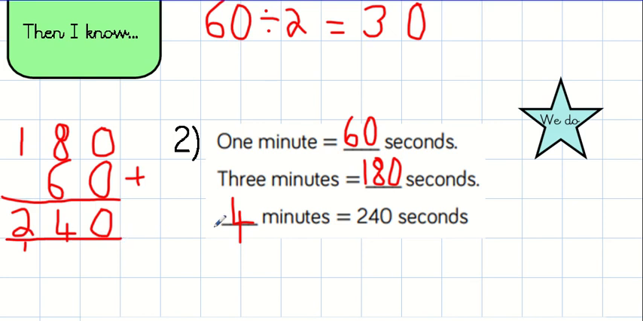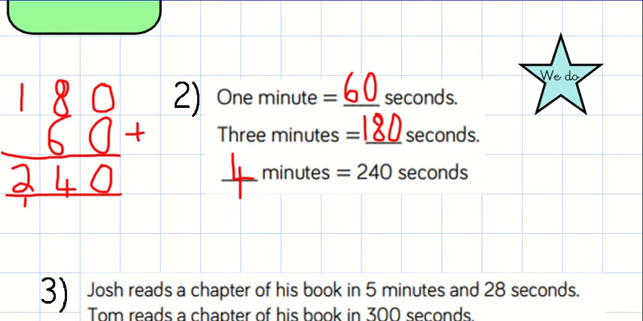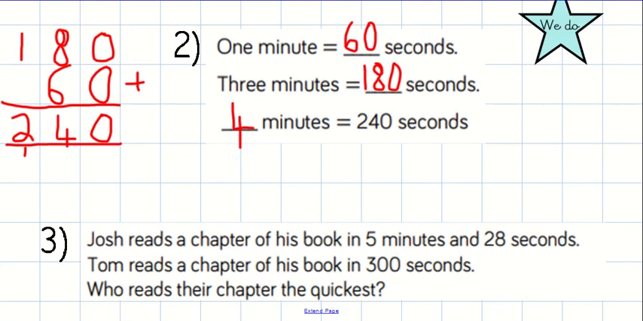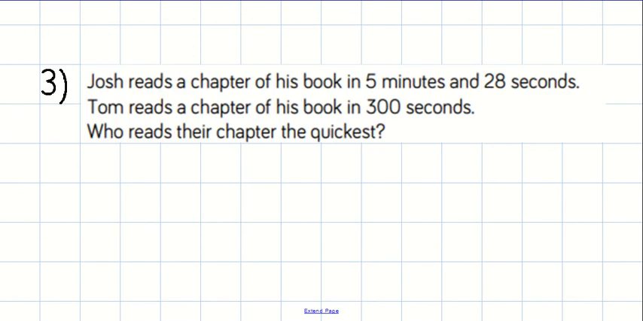Okay, good job. Have a go at one more question before you get on with your worksheet and some more questions. Here it is. Josh reads a chapter of his book in 5 minutes and 28 seconds. Tom reads a chapter of his book in 300 seconds. Who reads their chapter the quickest? Now, I've got a problem with this question because this is written all in seconds and this is written in minutes and seconds. So, I'm going to have to do some conversions.